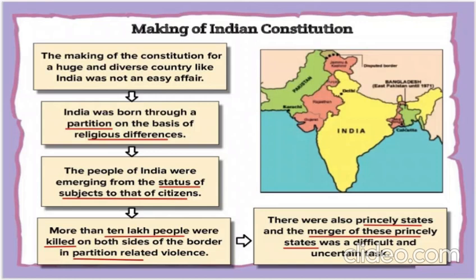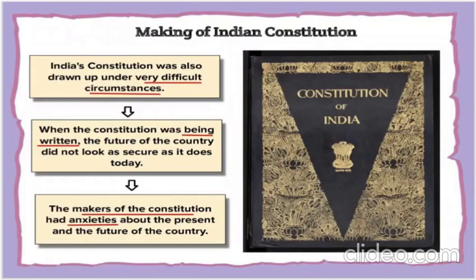So all the princely states, the merging of them and everything, that was super difficult. In between that, we had to make the Indian Constitution. So in such difficult circumstances, the Indian Constitution was drawn up. When the Constitution was written, the future of the country did not look as secure as it does today. That time when they were writing the Constitution, it was not the same situation as how we feel secure today. The makers of the Constitution had anxiety. They were worrying about the present as well as the future of India.